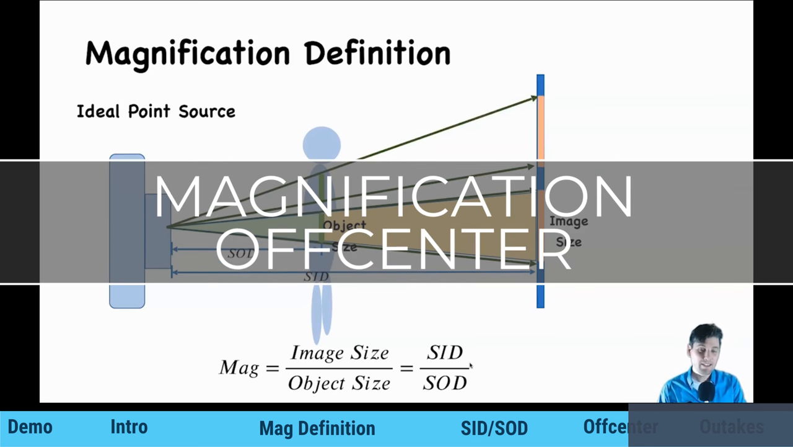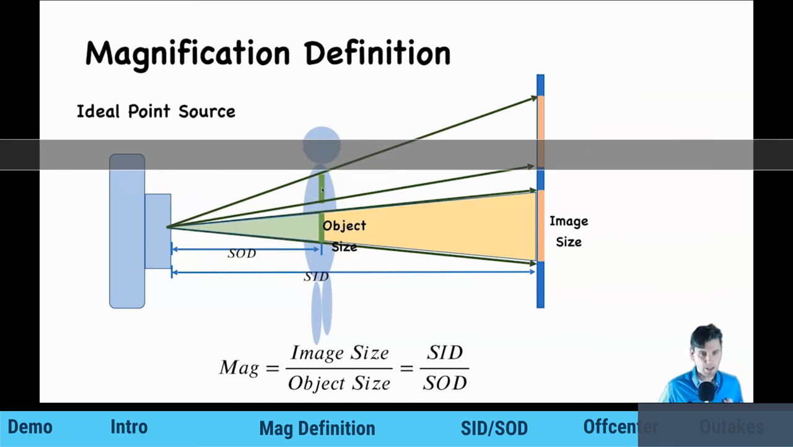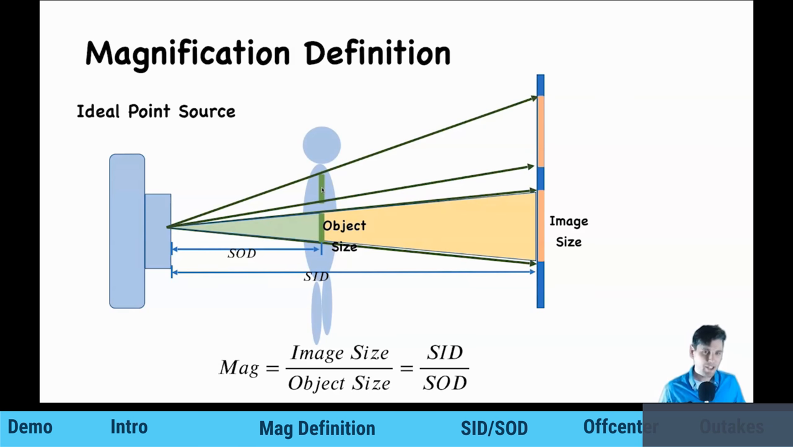What we want to talk about next is that you take your object and you move it a little bit higher. So instead of the object being right here, you moved it a little bit higher. Would that change your magnification, or will that magnification stay the same? And then the answer is that as long as the orientation of this object stays the same and the distance, namely the source to object distance, stays the same, the magnification will stay the same as well. So these two objects, or rather these two images, the size of these two images at the image plane is unchanged. So those two are the same length.